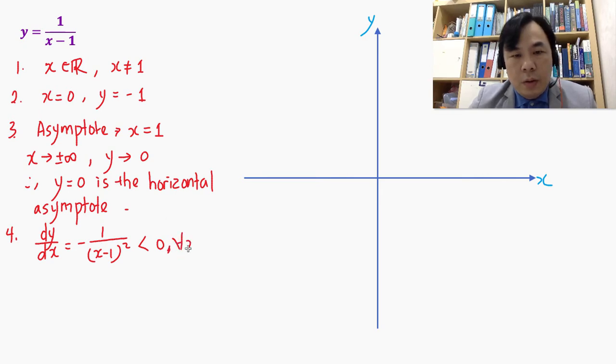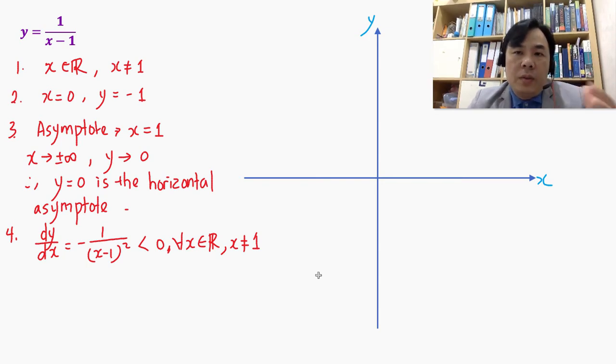For all values of x which are real numbers except 1. Okay, so the gradient of the graph itself is always negative. The gradient of the tangent is always negative for all real numbers of x value, except for x equal to 1 here.